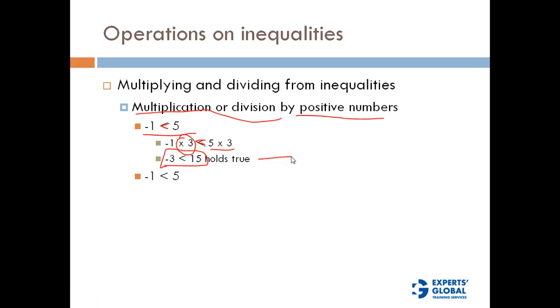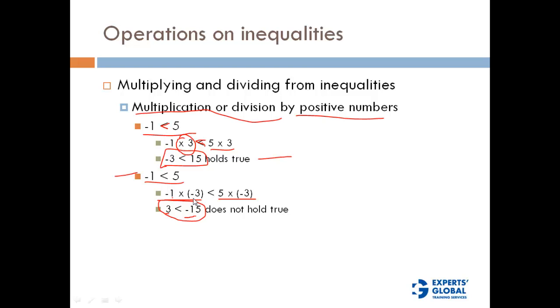But if we are multiplying or dividing by a negative number, let's see. We are multiplying here by a negative number, minus 1 less than 5. So let's say we are multiplying by minus 3. Minus 1 into minus 3 less than 5 into minus 3. So what do we get? Minus 1 into minus 3 is 3. 5 into minus 3 is minus 15. Now we will see that 3 less than minus 15 is not true, right?